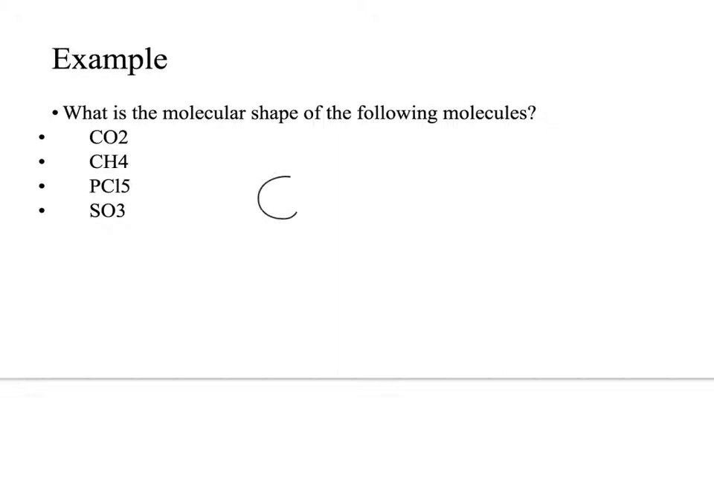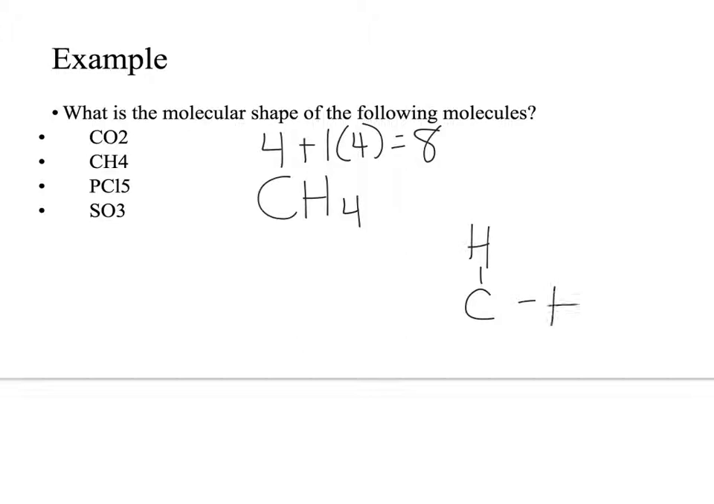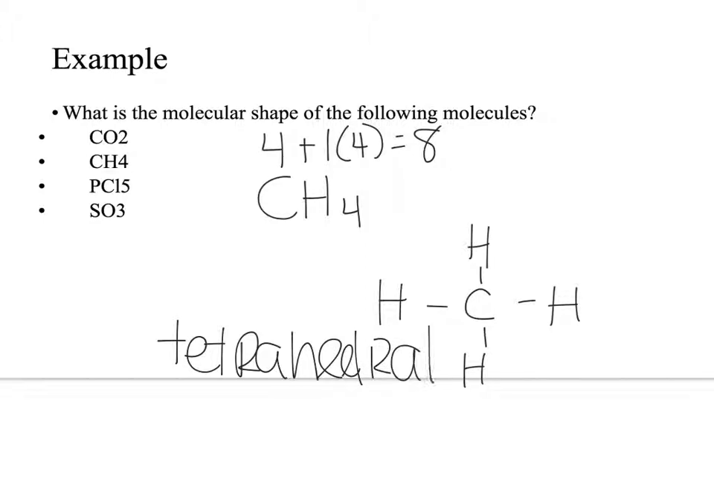CH4 is 4 plus 1 times 4, which is 8. So we have C, H, H, H, and H. That leaves us with 4 atoms bonded to the central, 0 lone pairs. We call this tetrahedral. There you go.